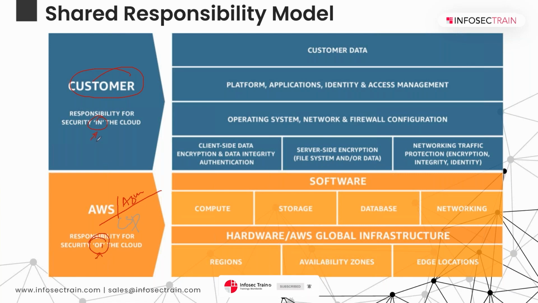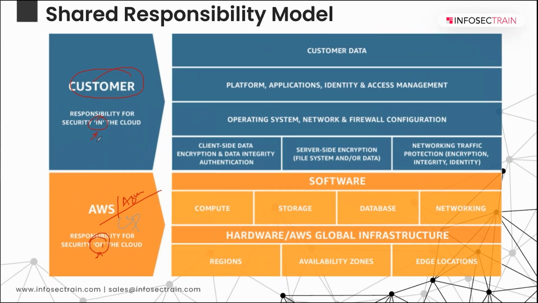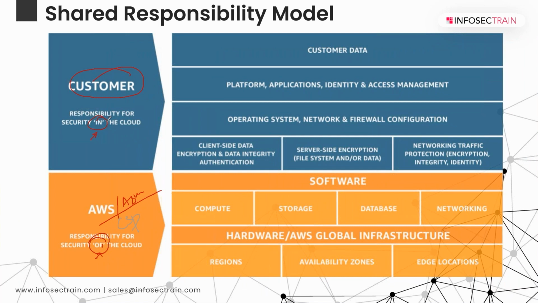Security of the cloud means the infrastructure security, the physical security, and the infrastructure connections, the infrastructure which is owned by the cloud service provider. You can check the regions and availability zones in AWS. That infrastructure is managed by the cloud service provider itself, whether it is AWS or Azure or GCP or any cloud provider. And security in the cloud means whatever you deploy in the cloud platform is the responsibility of the customer. And of course, we have the IaaS, PaaS and SaaS models.